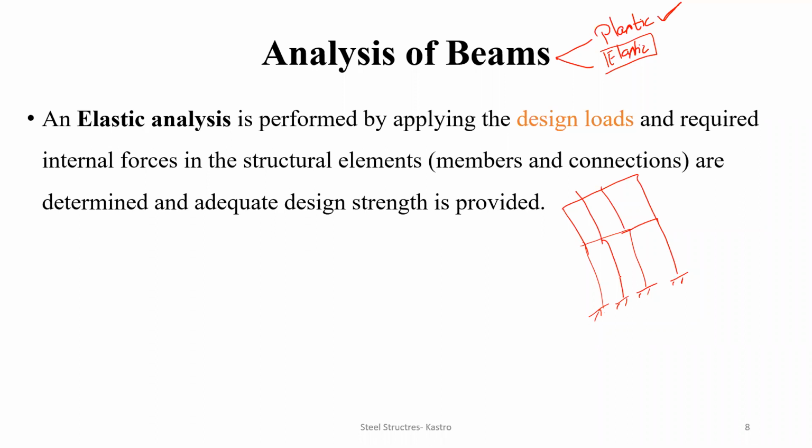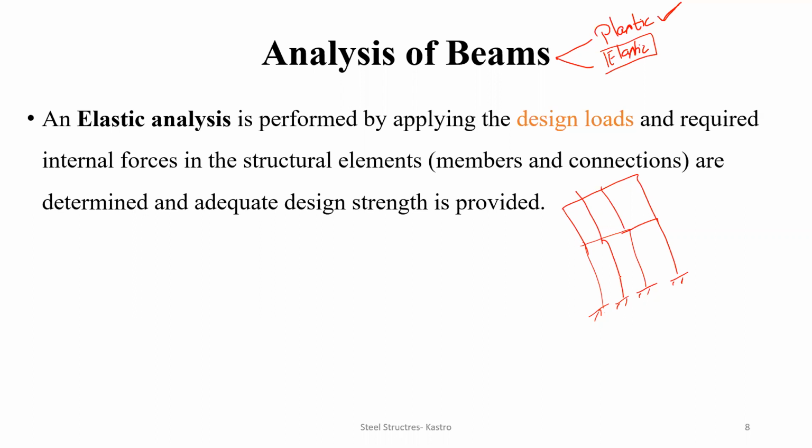You can analyze this structure by using different methods such as the moment distribution method, slope deflection method, conjugate beam method, unit load method, right? Stiffness matrix method. You have multiple methods to do the analysis of a beam. So what exactly are you going to find out in analysis? You're going to find out whether a particular joint is able to carry enough amount of loads or not. That is the first thing which you're going to find out.